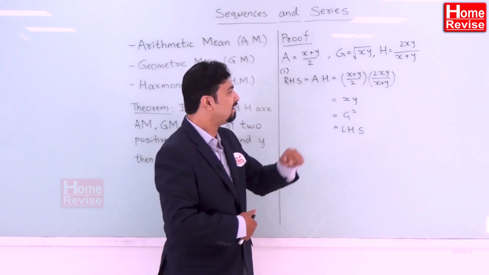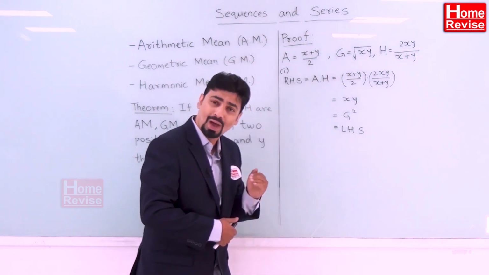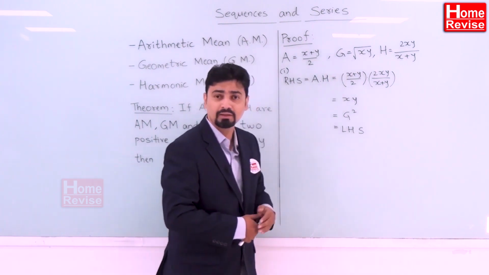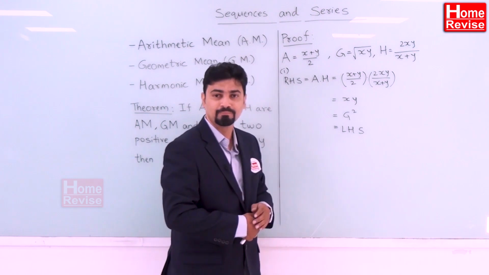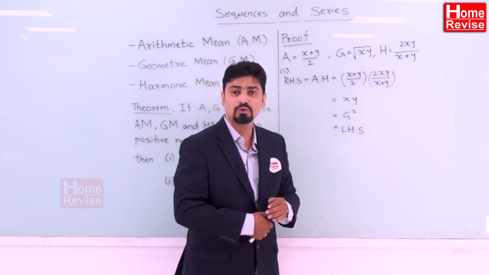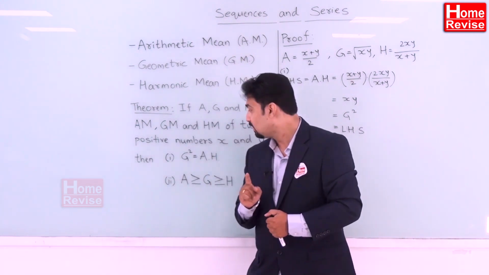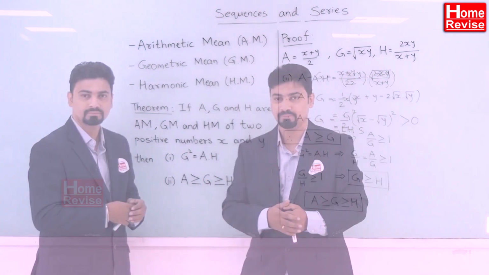Now we know that g is square root of x into y. So if I square on both sides, I will get g square is equal to x into y. Or I can say that x into y is nothing but g square. Correct? So from this we have proved that a into h is equal to g square. That is, we have proved our first part, that is g square is equal to a into h.